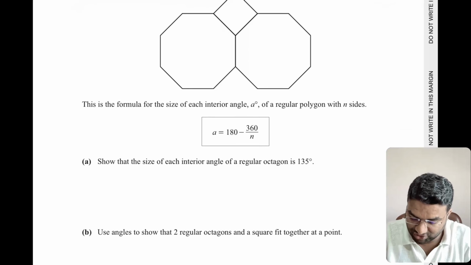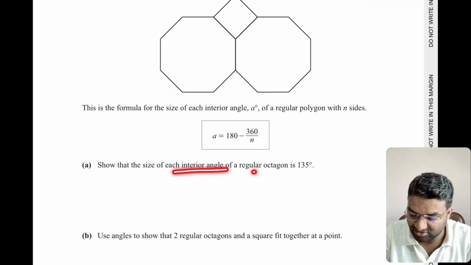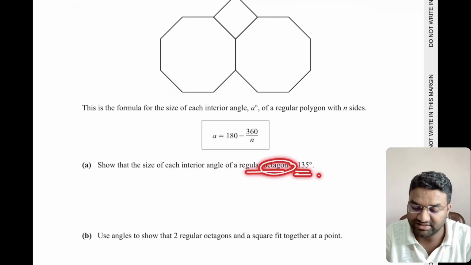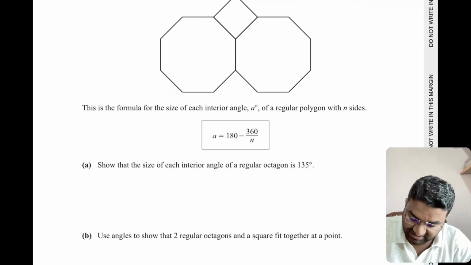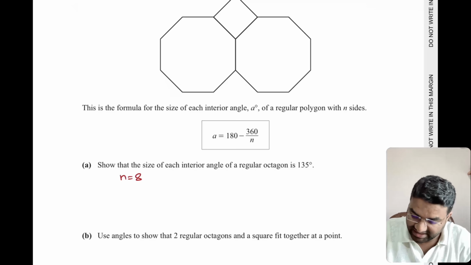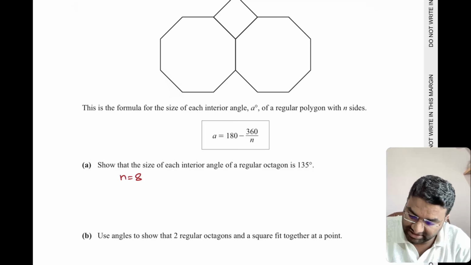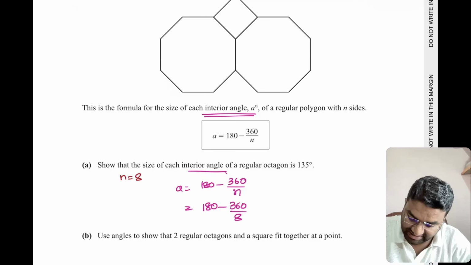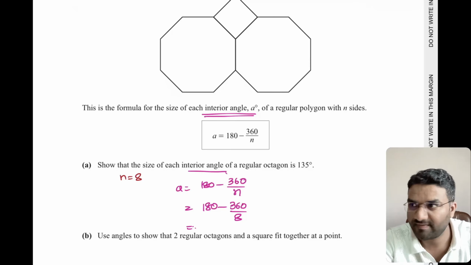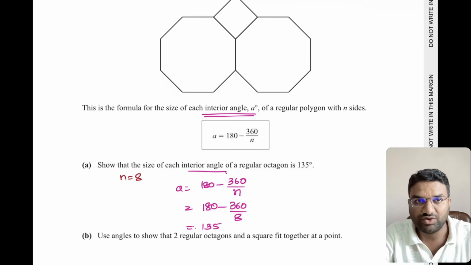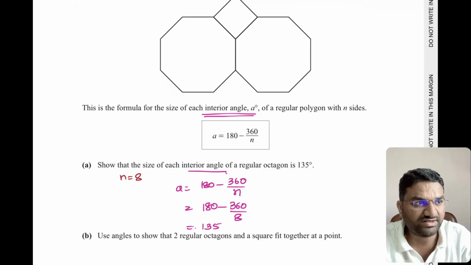Show that the size of each interior angle of a regular octagon is 135. Here octagon means n is equal to 8, and we just have to find the interior angle. To find each interior angle, we have a is equal to 180 minus 360 divided by n. With n as 8, 180 minus 360 divided by 8 gives 135. We will get the answer.